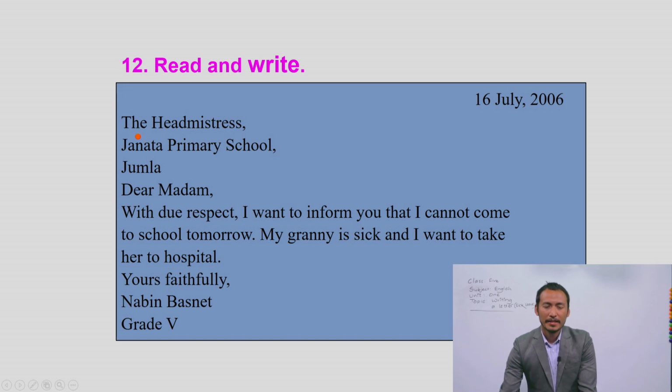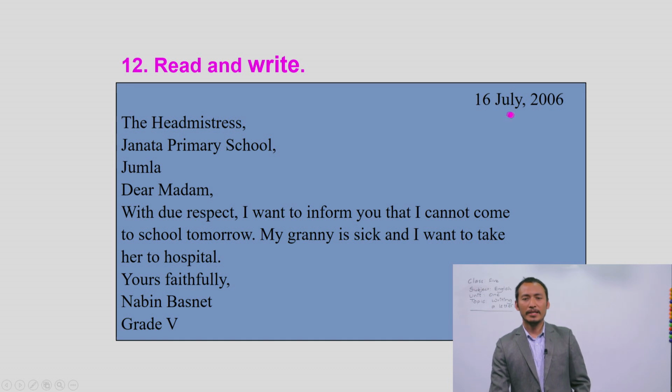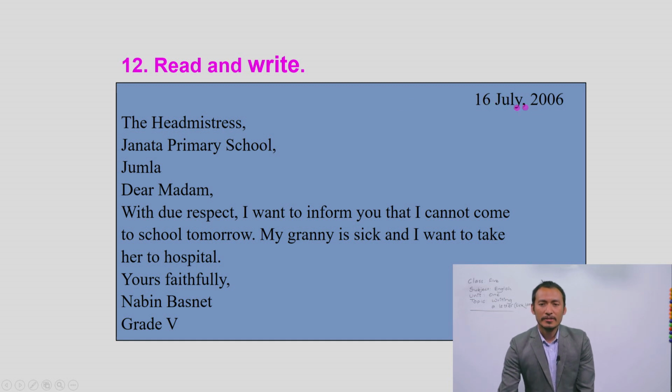Okay, let's start. The headmistress, Janata Primary School, Jumla. Okay, I missed the date here. First, we have to read it here. There is a date. We earlier said address and date, but your book has only the date. You can use the format as I said, or this one as your book has given to you. But better you write the address and then the date. Okay, let's start. 16 July 2006.